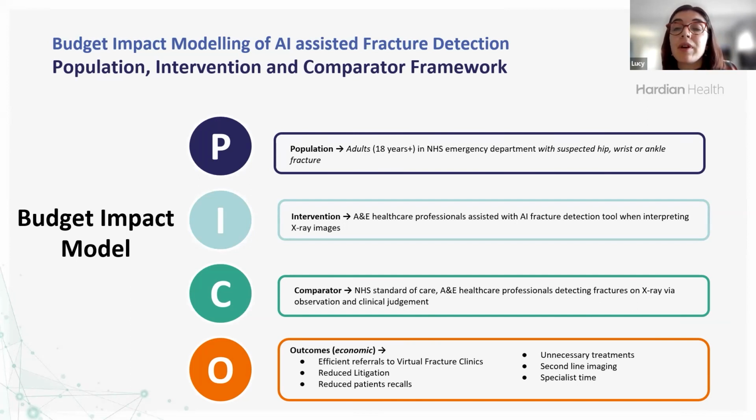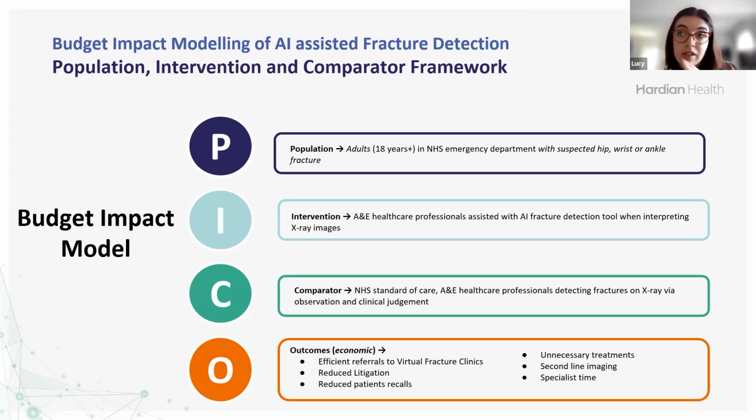And the primary economic outcomes we chose to focus on are the efficient referrals to fracture clinics, the reduction in litigation and patient recalls, purely based on the kind of ranking exercise that we performed with the clinicians.